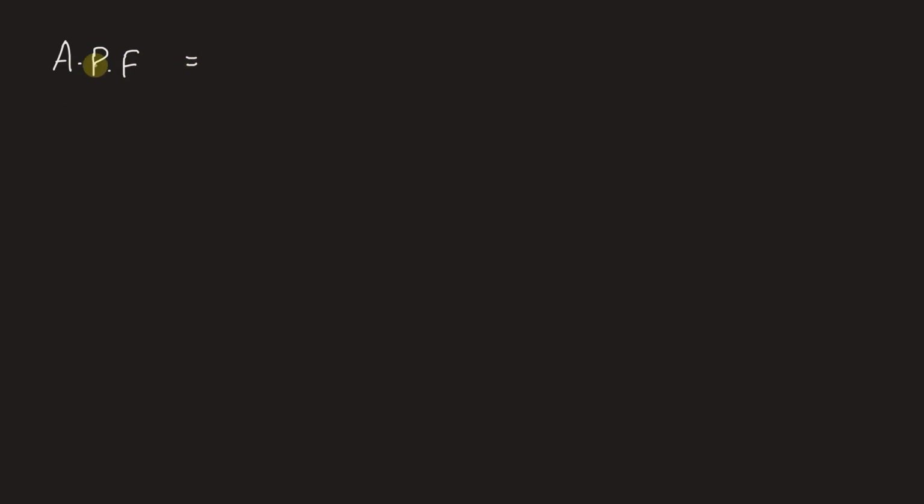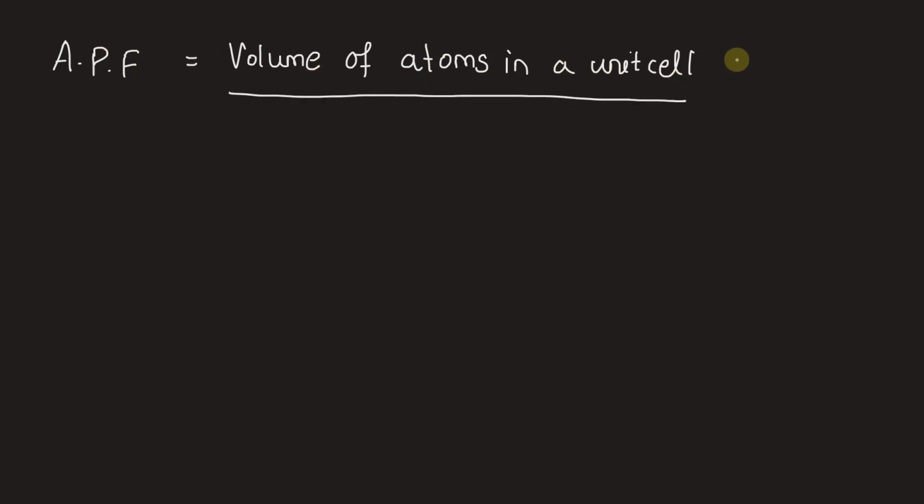APF, we know that it can be found out using the formula: volume of atoms in a unit cell, so the volume that the atoms acquire inside the unit cell having a BCC structure, which is the structure in our given question, upon the volume of the unit cell itself. So atomic packing fraction gives us an idea of how much of the space, or how much of the volume of a unit cell, is acquired by the atoms in it.